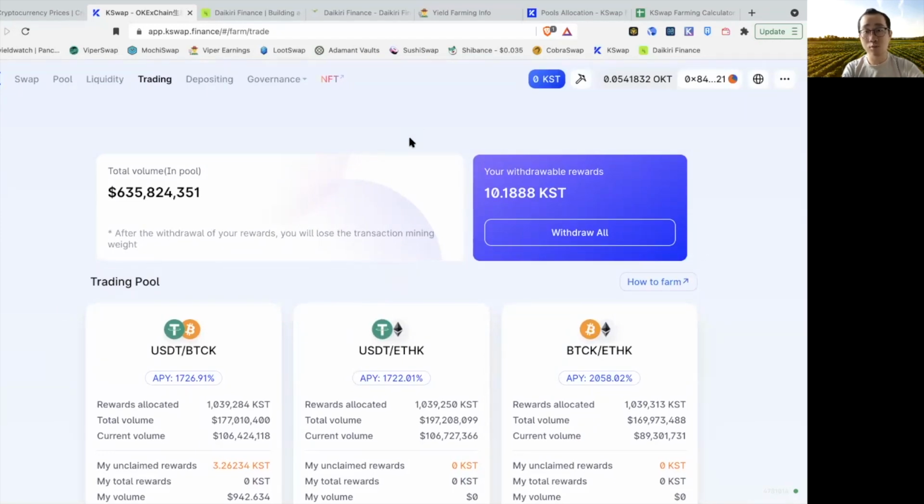And of course, there's a risk of holding your KST for a week. It could drop very far. But yeah, if you're interested in KSwap or any other farming opportunity on OKExChain, the other problem is that the only way to get into OKExChain is through their exchange.